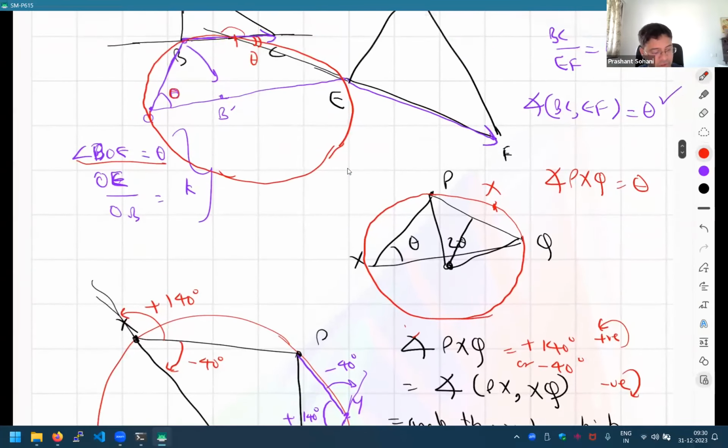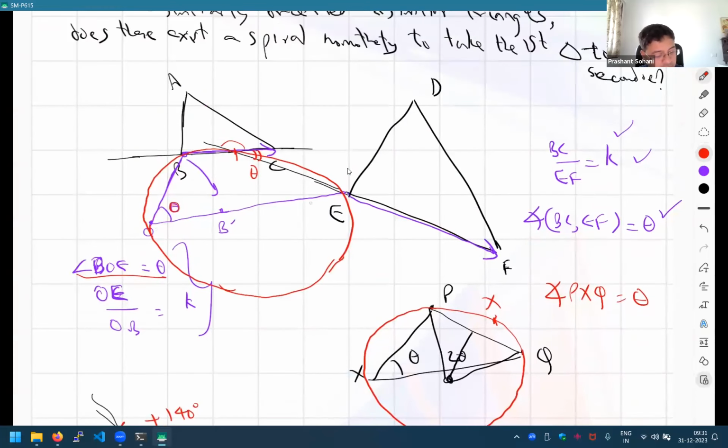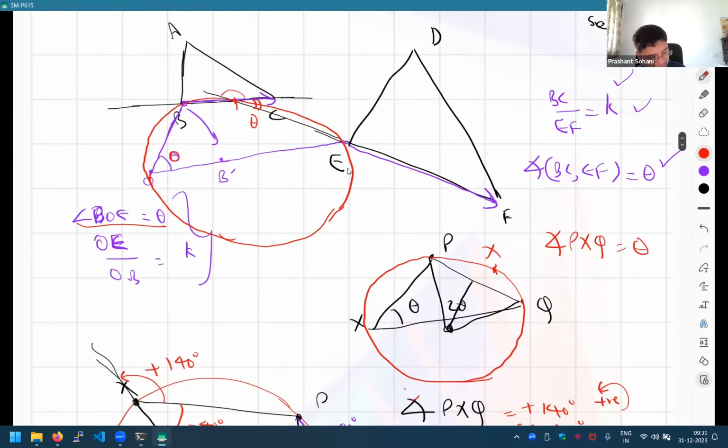So therefore, this directed angle BOE, which we know, will give us this circle, which is the first locus. How else can we determine point O? What other properties does the point O have to satisfy? Can you just explain why it was cyclic once again?